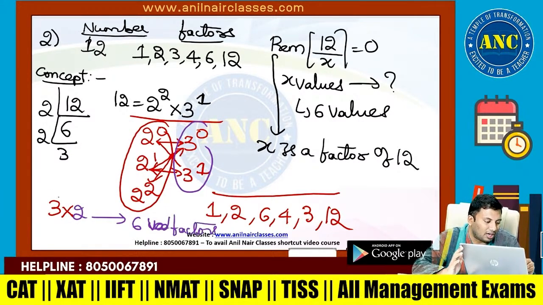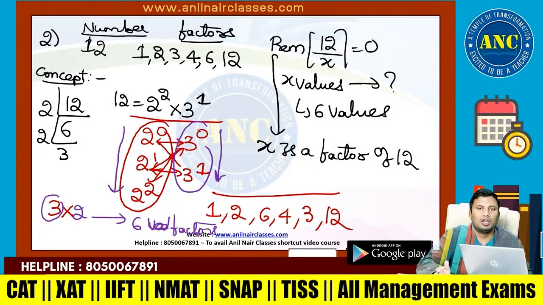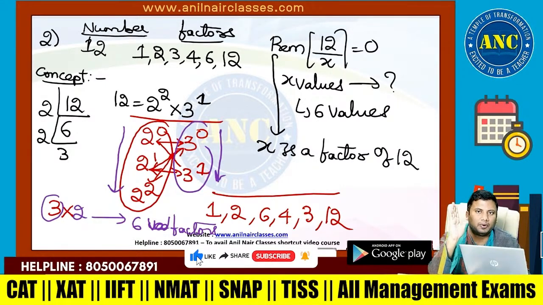How come we got these 3? It is starting from 0 to 2, and then it is starting from 0 to 1. 2 power 0 to 2 power 2, 3 power 0 to 3 power 1. 2 power 0, 2 power 1, 2 power 2: 3 values. 3 power 0, 3 power 1: 2 values. What is 3 into 2? Total 6 factors are there.